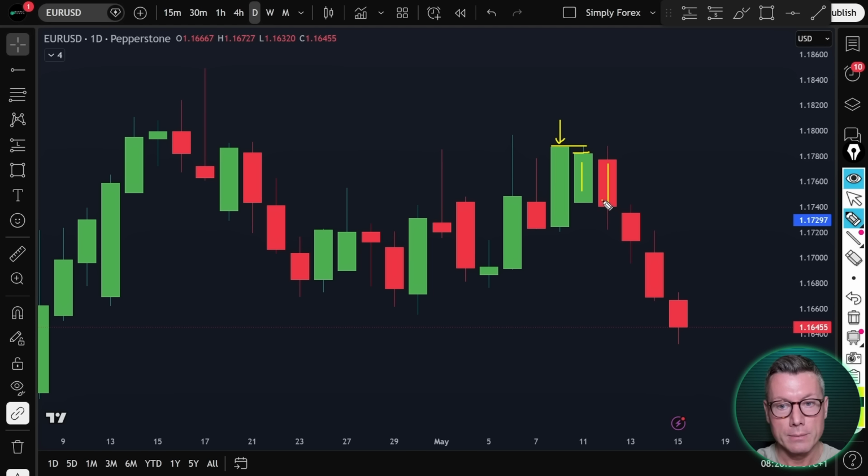Quite bullish. But you can see price comes down and takes this low. Again, this candle breaks that low. This is the target. It hits it. This candle breaks this low. That's the target. It hits it. Breaks this low.